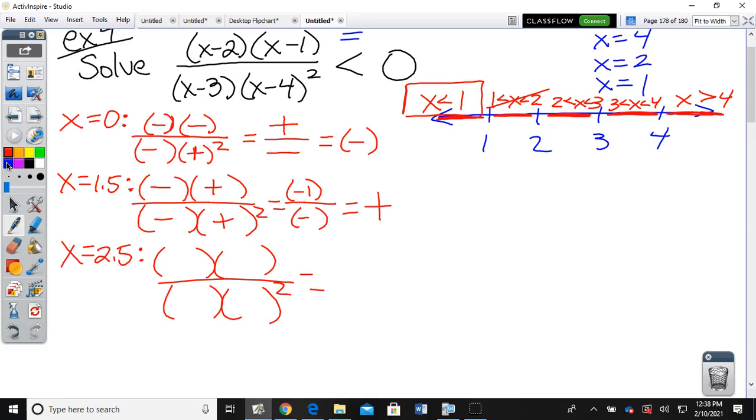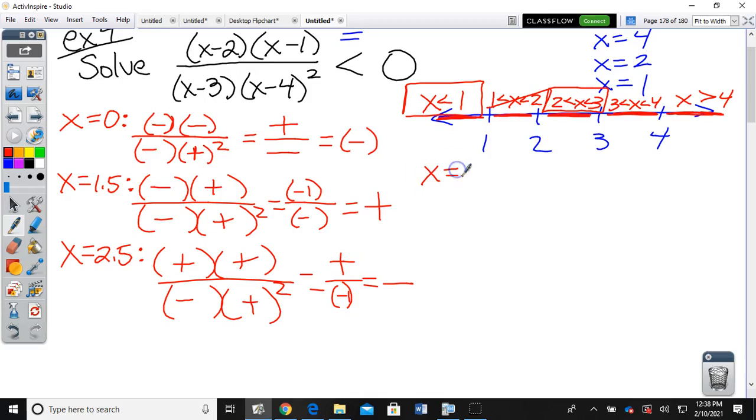If I plug in 2.5, 2.5 minus 2, positive or negative? Positive. 2.5 minus 1? Positive. 2.5 minus 3? Negative. 2.5 minus 4? Negative, but again, negative is being squared, so it becomes what? Positive. So I end up with a positive over a negative, which would give me a negative. So that one also works. Okay, so we got 2 answers so far.